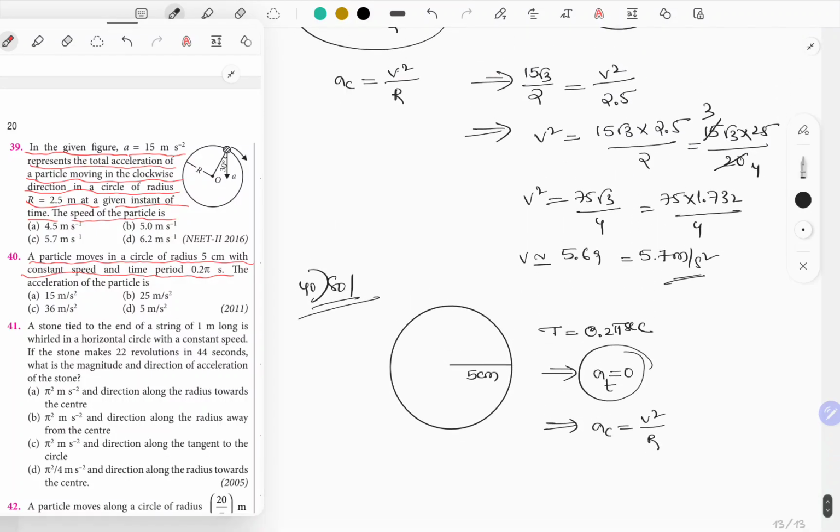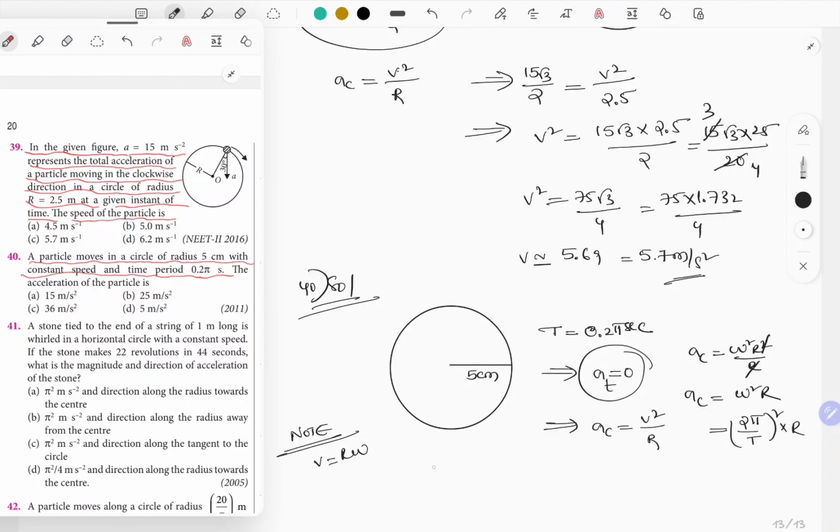They haven't given any information about velocity, so you have to convert that velocity into angular velocity. We know the relation between linear velocity and angular velocity, that V is equal to R omega, right? Just substitute this velocity, then we get AC is equal to R square omega square divided by R. R will get cancelled. Then centripetal acceleration is equal to omega square R. Omega value also they haven't given, so you have to convert that into the time period, that is (2 pi by t) whole square into R.